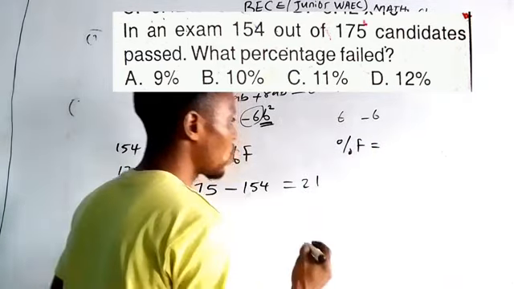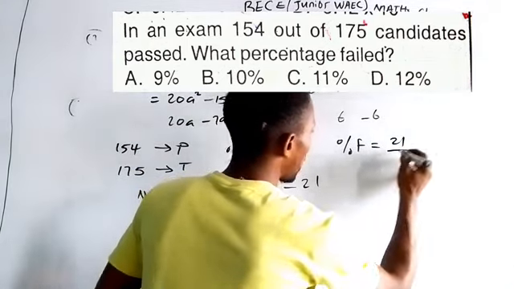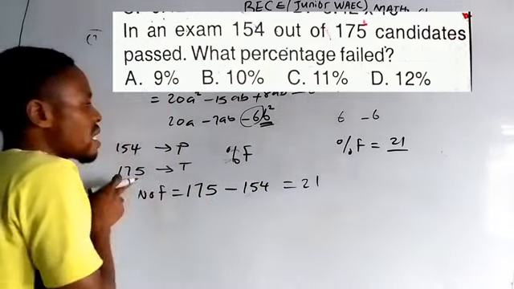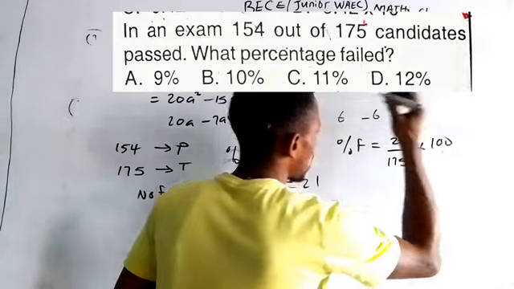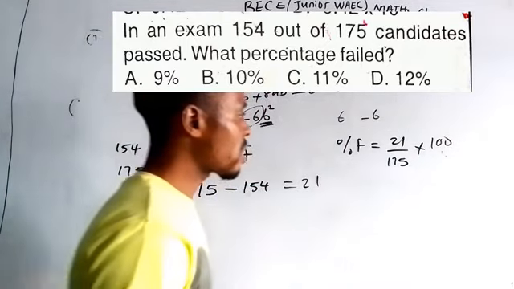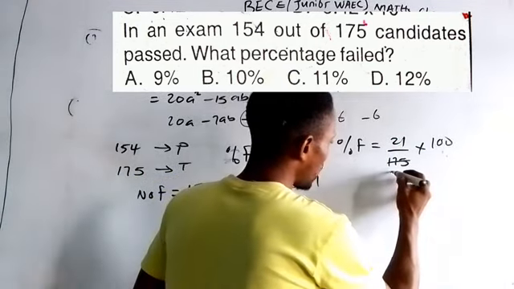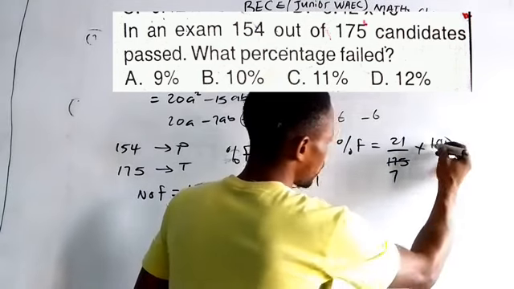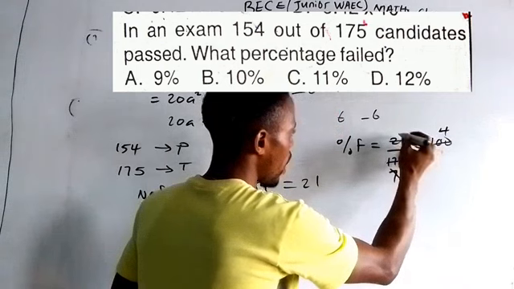it will be equal to the total number of students that failed the exam, that is 21, divided by the total number of students that sat for the exam, that is 175, multiplied by the percentage, which is 100. So in this place now, let's start our division. You know that 25 can go there. That is 25 here we have 7, 25 here we have 4. Okay, 7 here 1, 7 here we have 3.